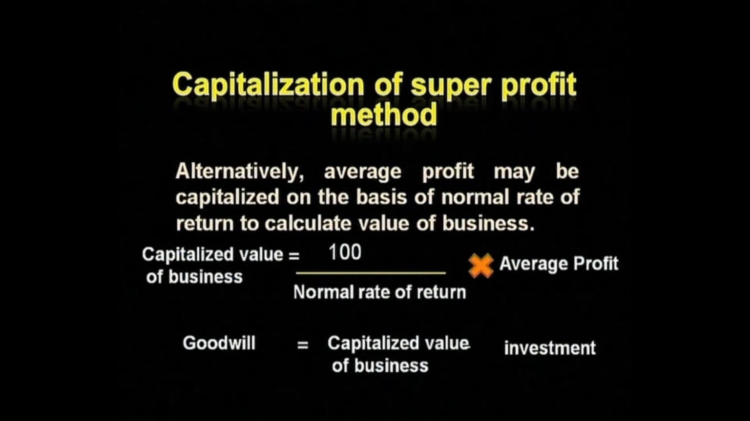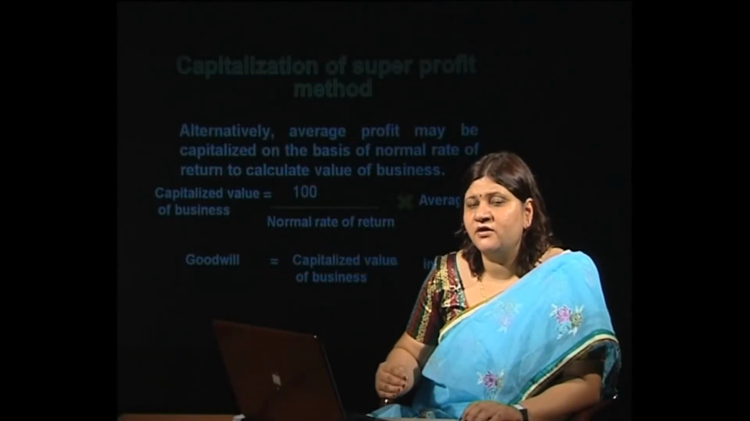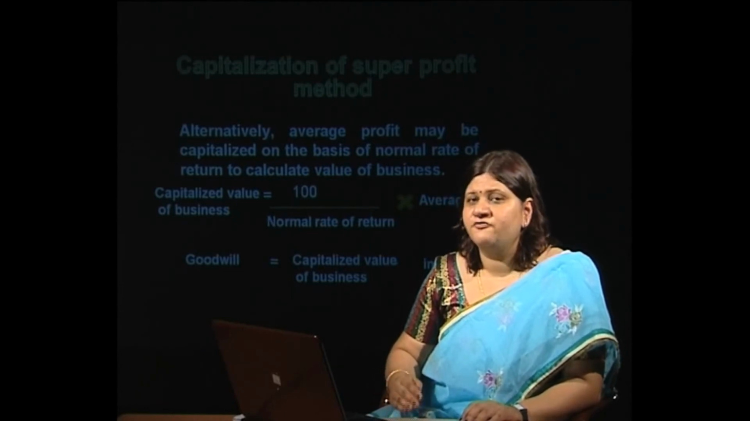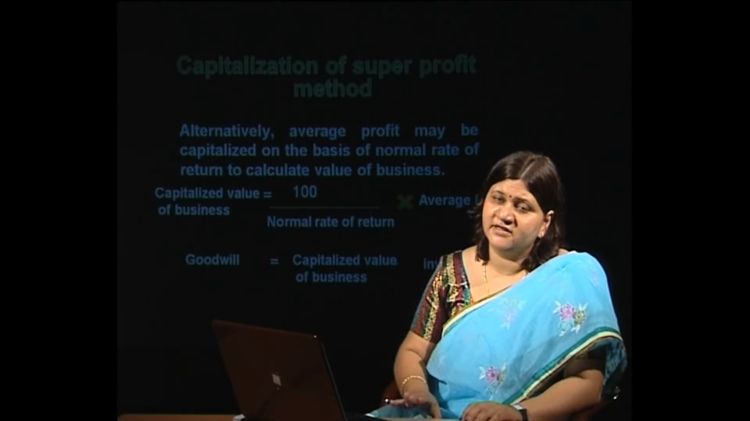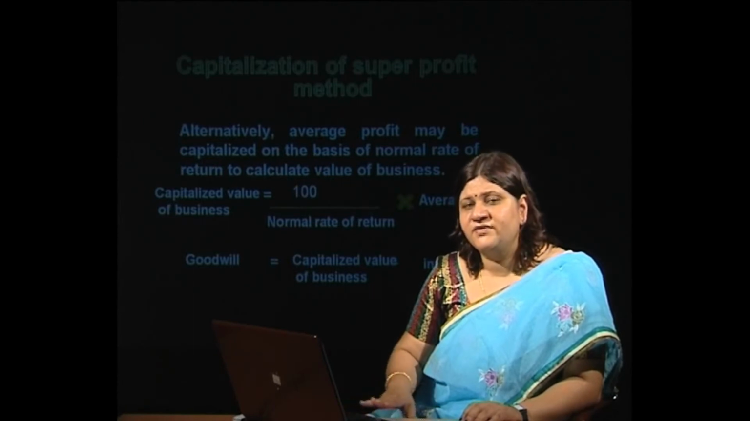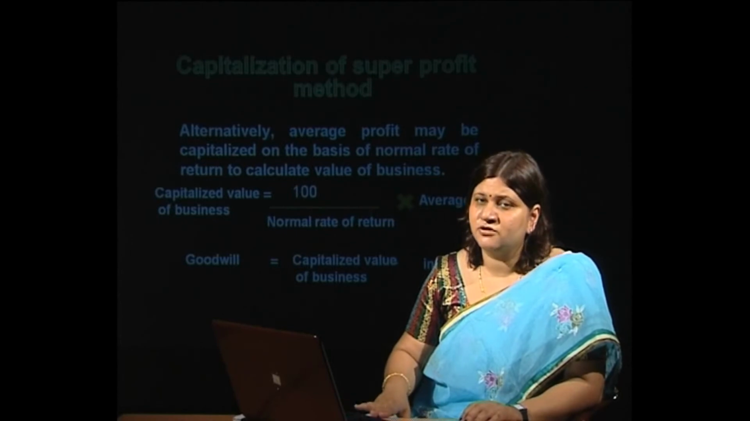So when we go for the alternative method to compute the value of goodwill on the basis of capitalization, there are two steps to be followed. Firstly, the capitalized business value is to be ascertained, and secondly, the difference of the capital employed or the investment with such value is to be ascertained, and which shall form the amount of goodwill.